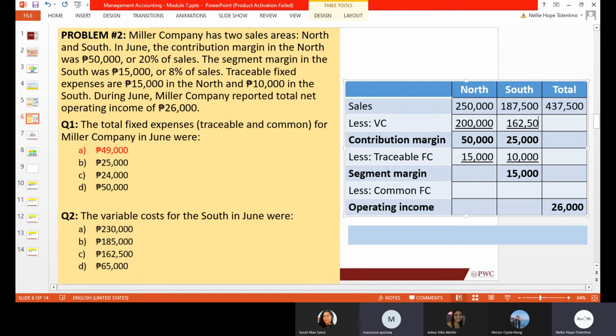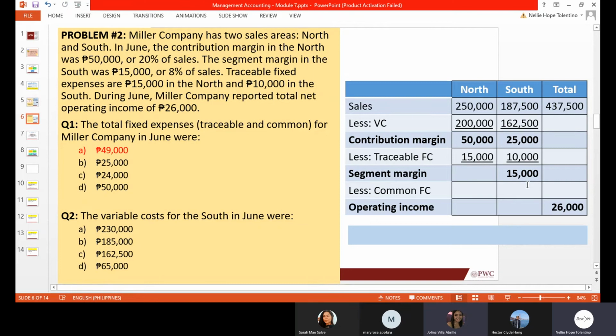162,500. 500. Ano pa? Yung total niya, ma'am, segment margin north. Magkano? 35,000. 35. So, ano pa? Marami pa. Ang total, ma'am. Total sa variable cost, magkano? 362,500. Good. Tapos, ano pa?